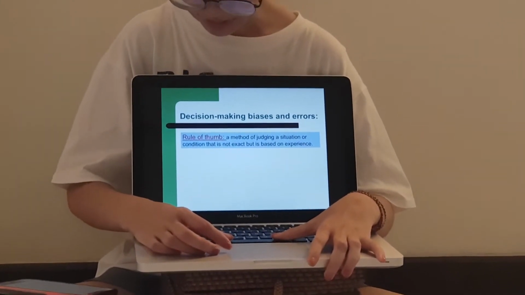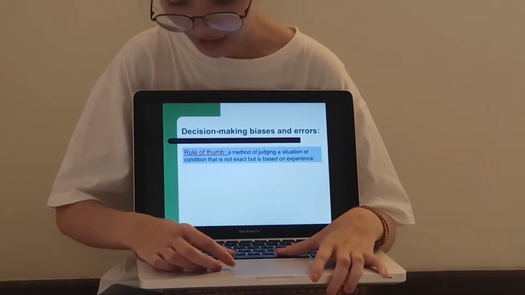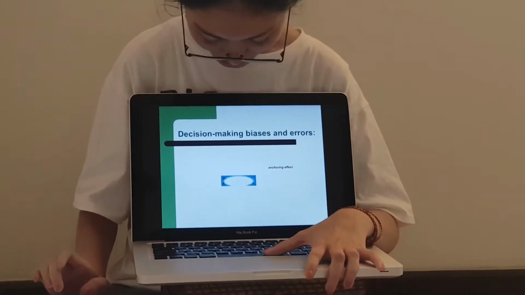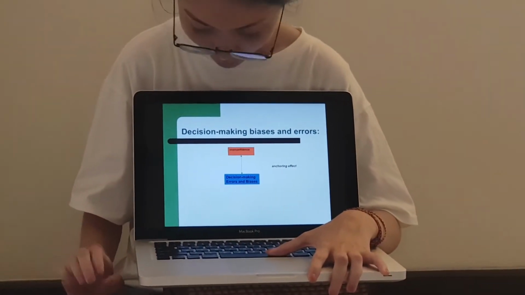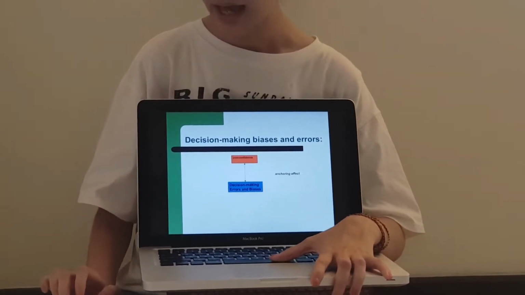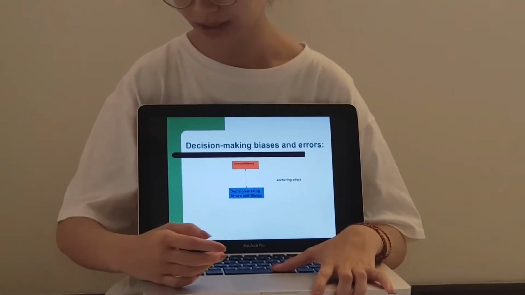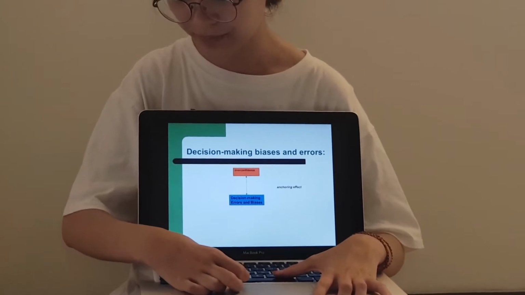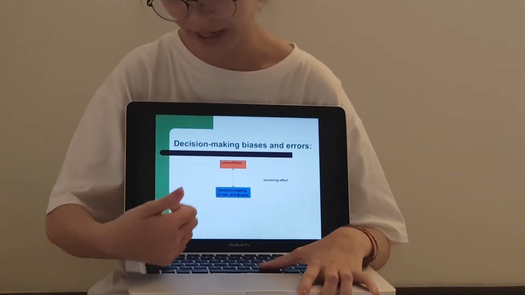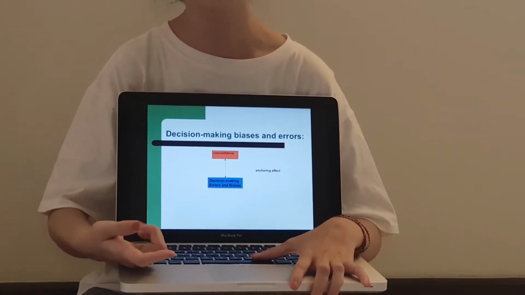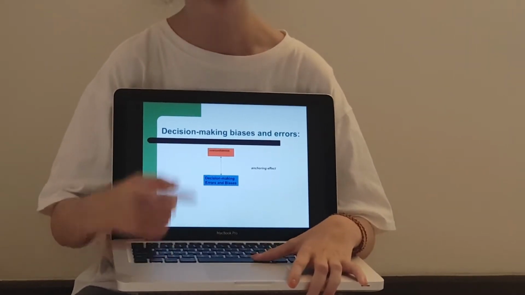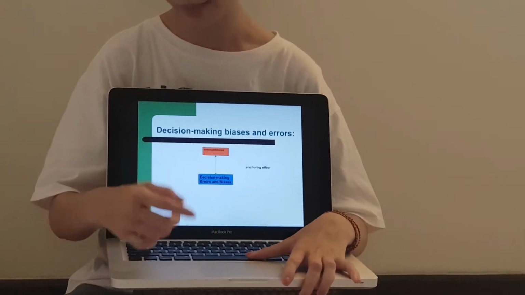I will show you the 12 common decision errors and biases of managers. The first one is overconfidence, which is about decision makers who tend to think they know more than they do, or hold unrealistically positive views about themselves or their performance.